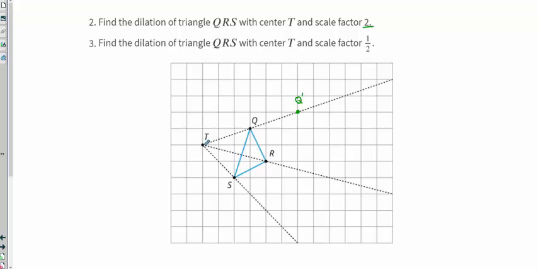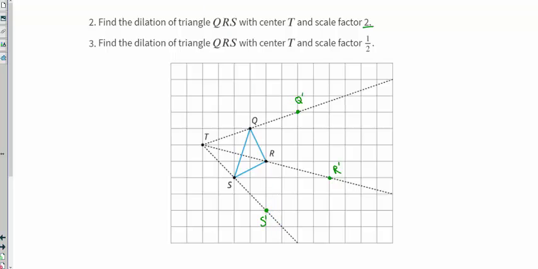And then for R, we're going down 1 and over 1, 2, 3, 4. And we're going to do that twice. Down 1 over 4, down 1 over 4. And that would be R prime. And now S, we're going down 2 over 2, down 2 over 2. So that would be S prime.